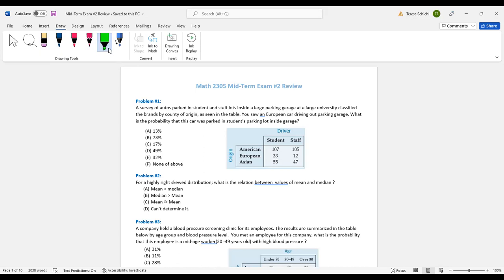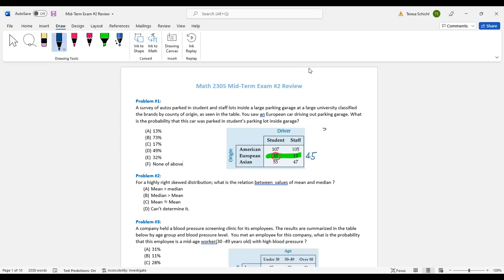So you see a European car come out, and this part is the European cars. In total, how many cars do we have? We have 45 European cars. Within these 45, you want to find the probability that the car was parked in the student parking lot. We know in the student parking lot we have 33.